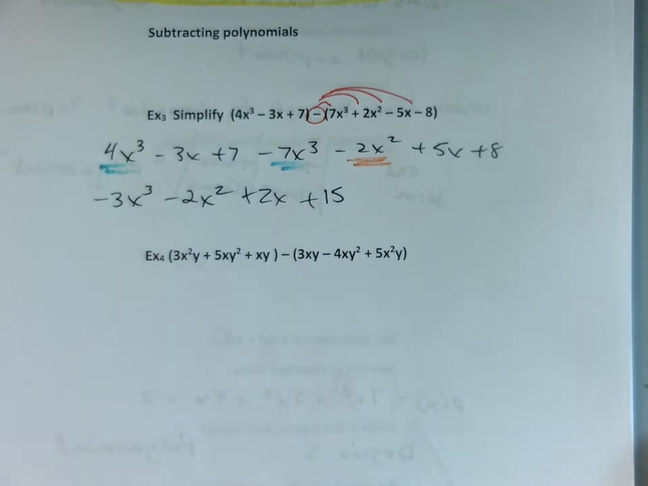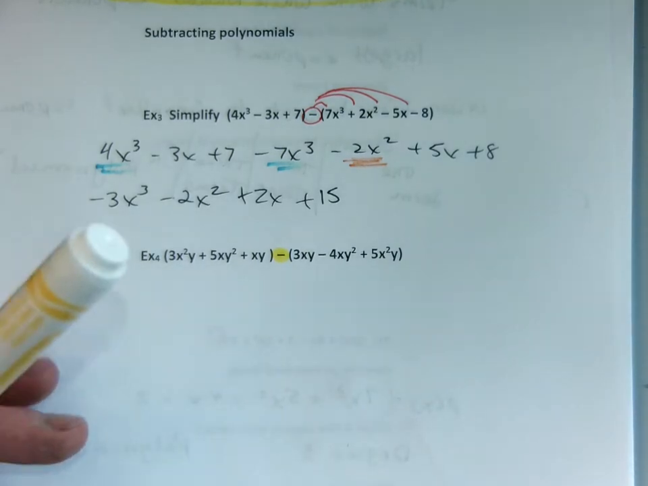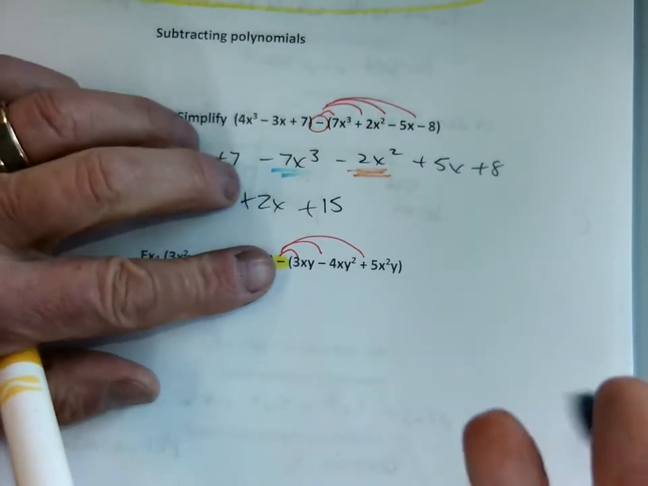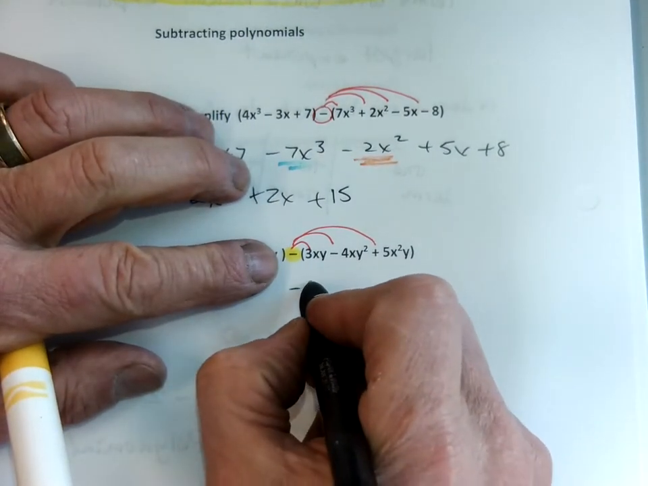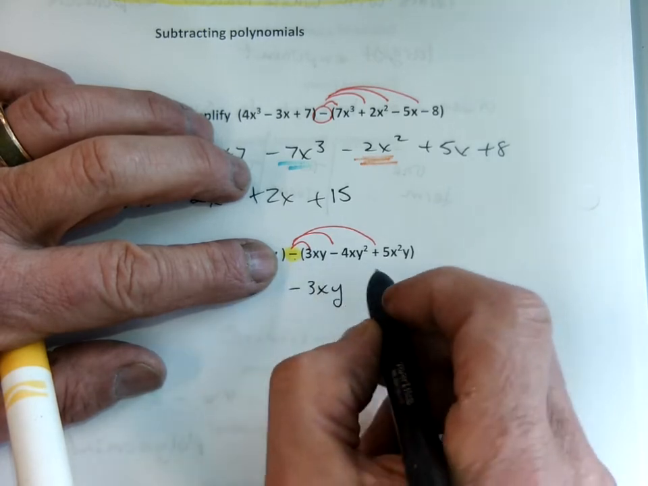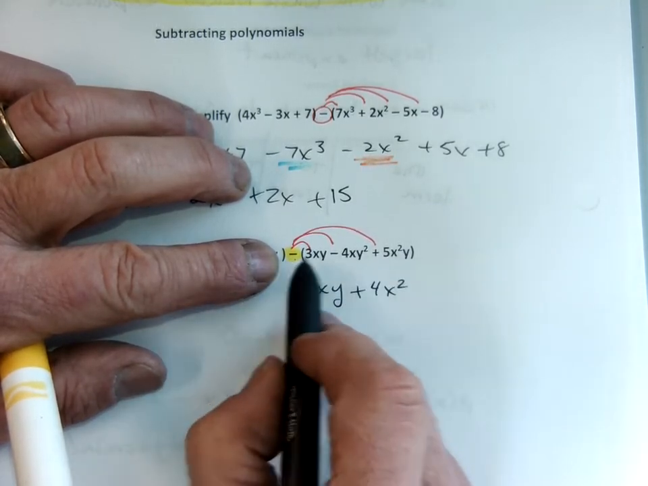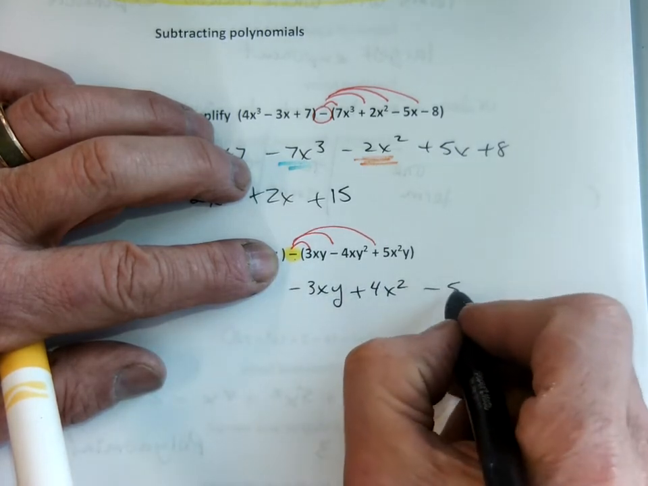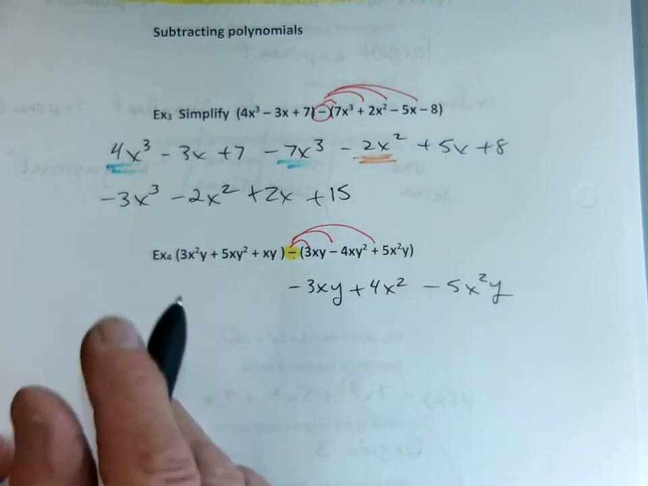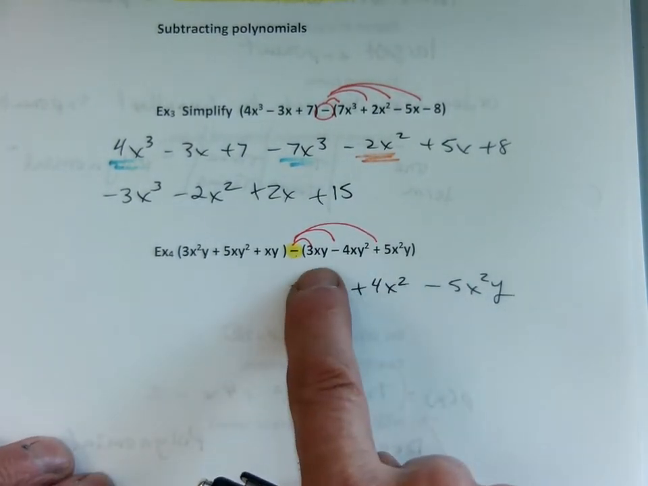Okay, example 3 is the same way. The first thing I'm going to do is bring the negative through before I do anything. I'll rewrite this as a negative 3xy, a positive 4xy squared, a negative 5x squared y. Okay, now I'm going to bring down my first group. So all I did is I brought through the negative because I can see my double negatives.